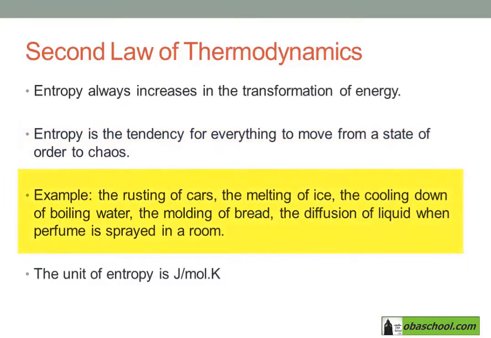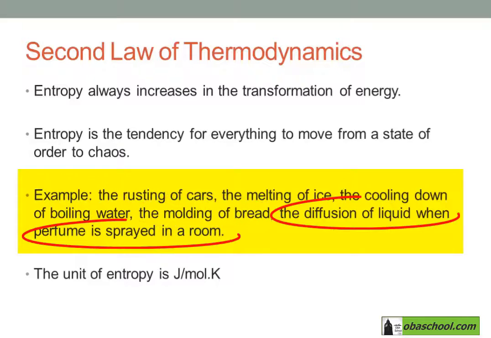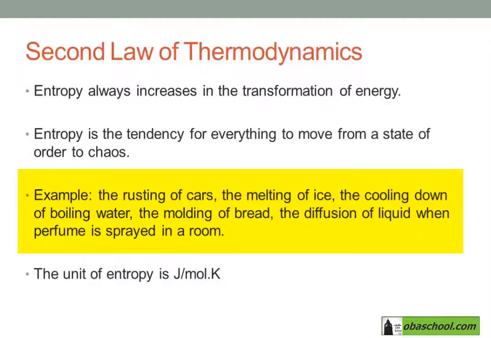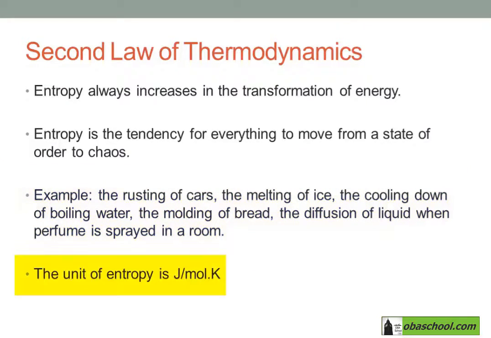So for example, we have the rusting of cars, the melting of ice, the cooling down of boiling water, the molding of bread, and the diffusion of liquid when perfume is sprayed in a room. These are all examples of entropy increasing. The unit of entropy is joules per mole Kelvin.